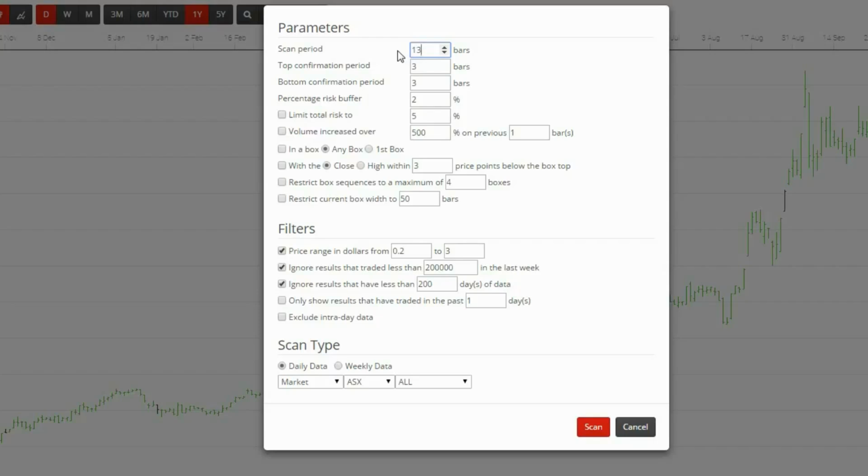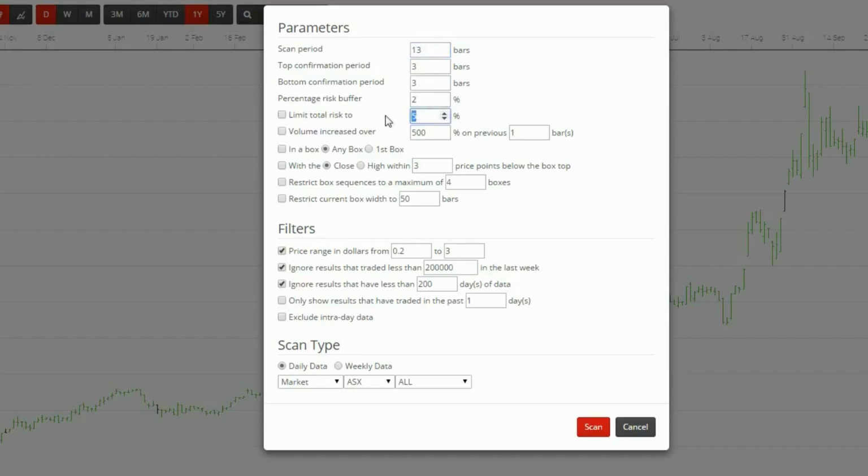The top and bottom confirmation period are preset according to our interpretations of Darvas's book. We see no need to alter these, though you may like to experiment. Percentage risk buffer. This figure will help define your stop loss. It also indicates how much you are willing to risk on the trade. We've used a percentage value of 2% below the bottom of the box, whereas Darvas talks about his stop being one tick below the bottom of the box.